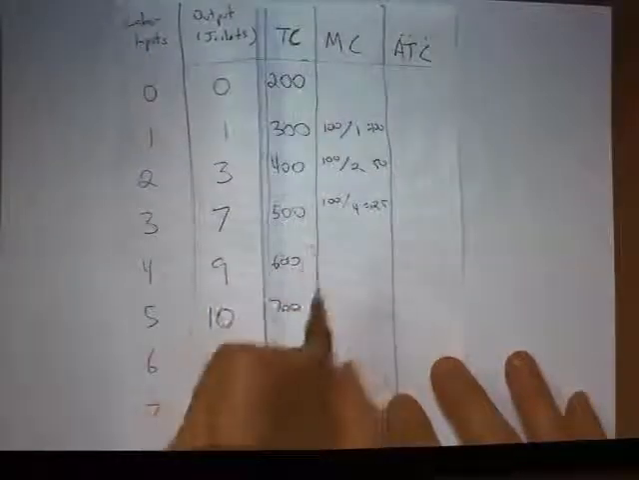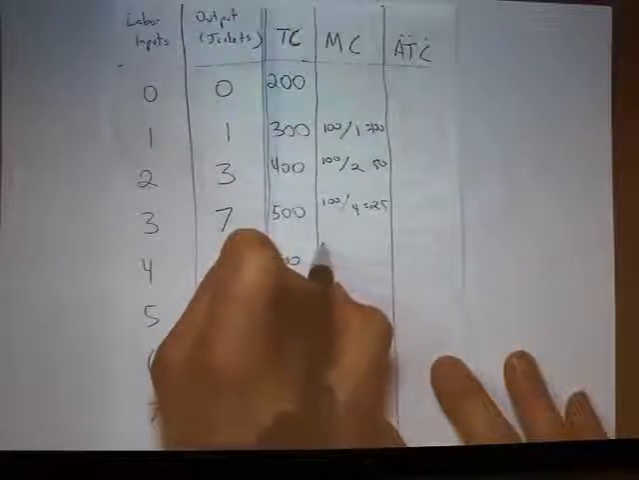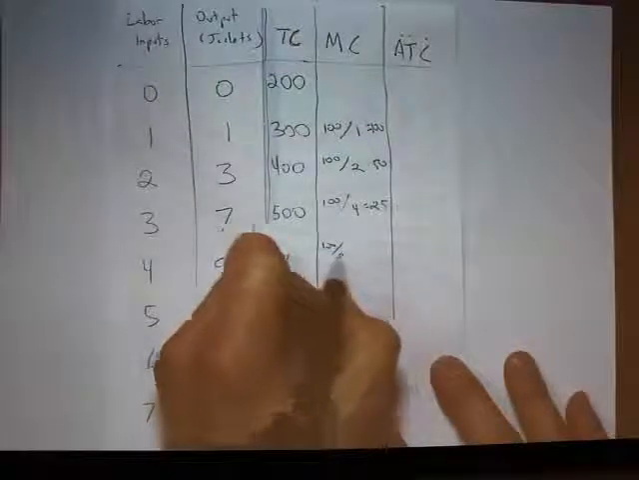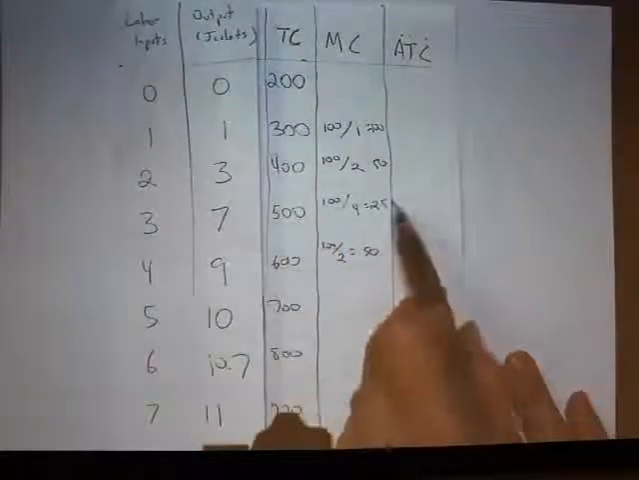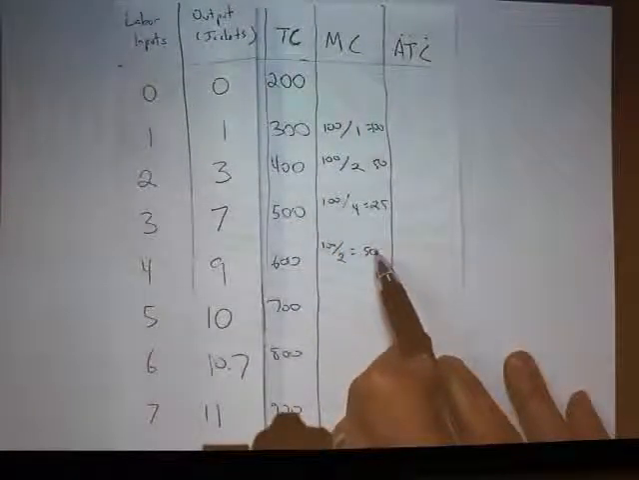So we go from 7 to 9, total costs increase by 100, and we get 2 more units of output. So the marginal cost is 50. Now the marginal costs are starting to rise. Too many cooks in the kitchen.